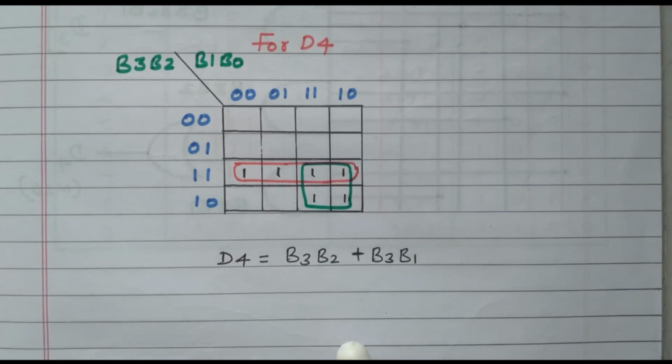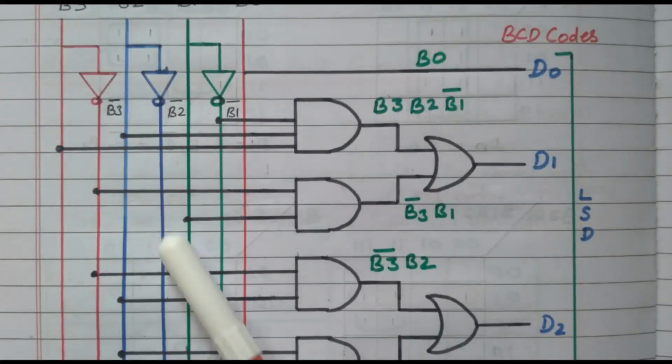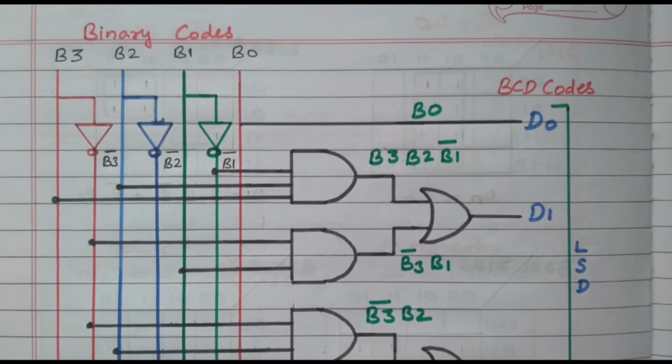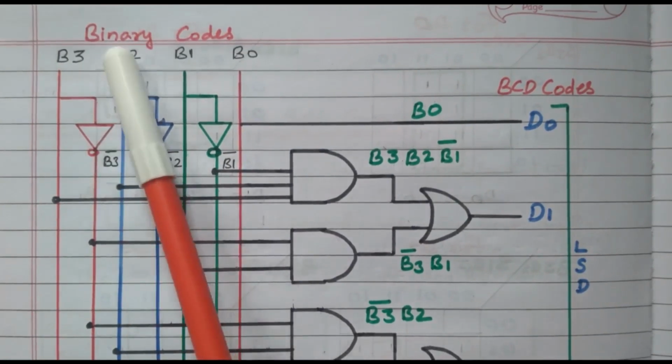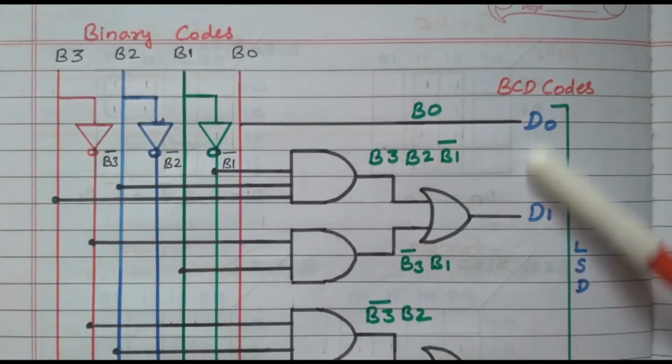Now we have the expressions for all five: D4, D3, D2, D1 and D0, that is the binary coded decimal BCD code. Now these Boolean functions should be implemented with logic gates. Now we'll go to the logic gate diagram. So this is the logic gate circuit. First we'll see the inputs. What are the inputs available? This is the binary code input. This is the BCD output.